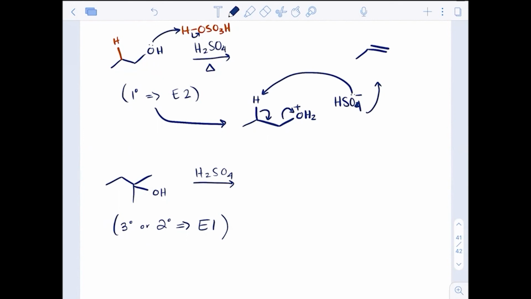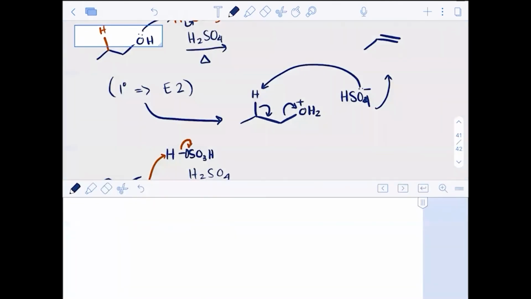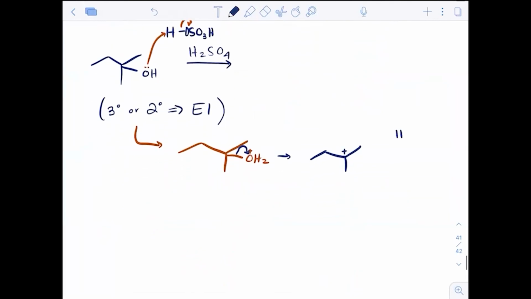This only occurs with primary alcohols. Again, with our tertiaries or our secondaries, we first do our proton transfer, make oxygen a good leaving group, and then we will do our loss of a leaving group, make the carbocation, and then we will finish up with our final step of proton transfer, E1 for our tertiary and our secondary alcohols.